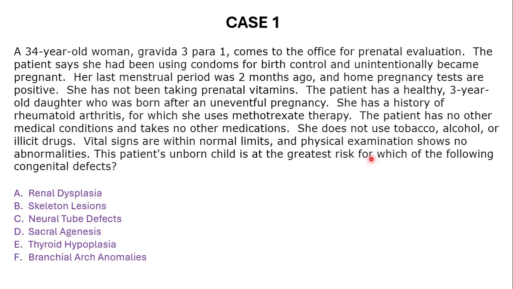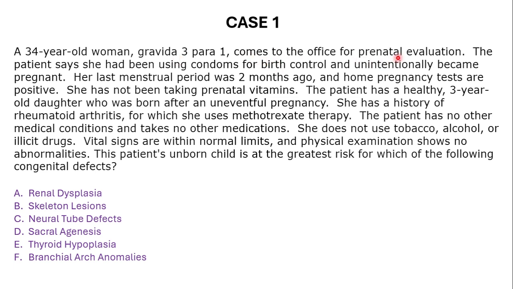Case 1. A 34-year-old woman. So first of all, I need you to pause the video and try to solve it on your own and then play the video, okay? So a 34-year-old woman, gravida 3 para 1. We're going to be talking about that in reproductive. Don't worry about it. Gravida 3 is basically 3 times pregnant, para 1 time delivered, okay? She delivered once, pregnant 3 times, okay?